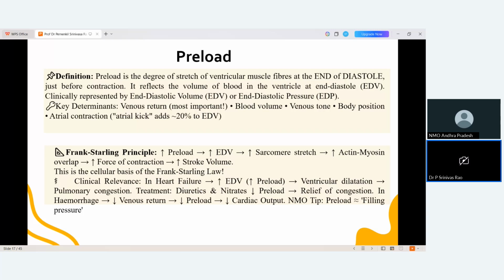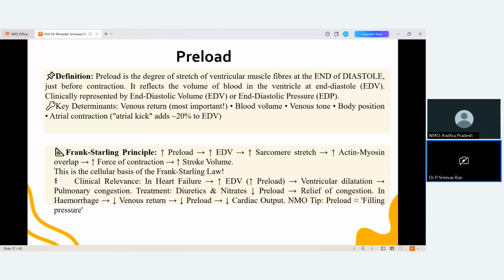Many of you, though it is given for 3 marks, if they ask you Frank-Starling's law, you are writing only the law and leaving everything behind. That should not happen. You should write the law. That's also good, but you'll get only half a mark. You have to write the reason for the Frank-Starling principle. What is its clinical relevance?